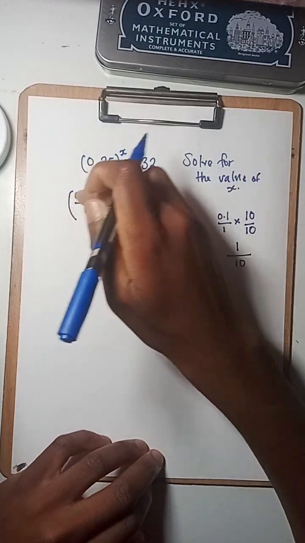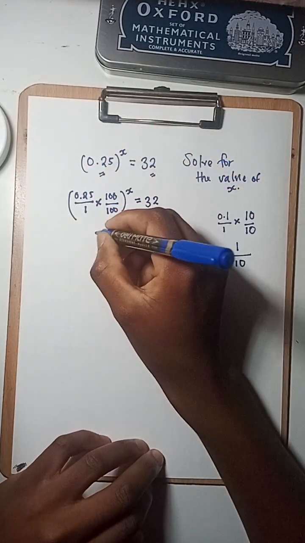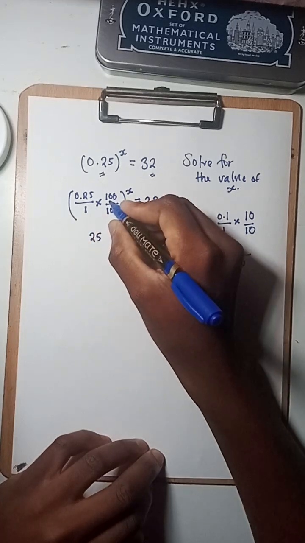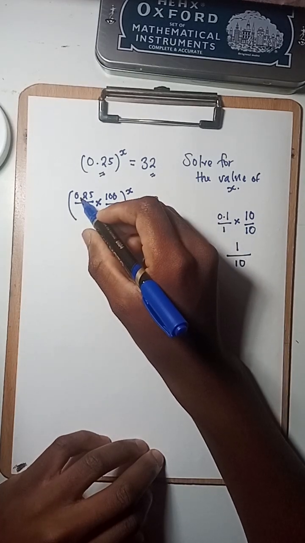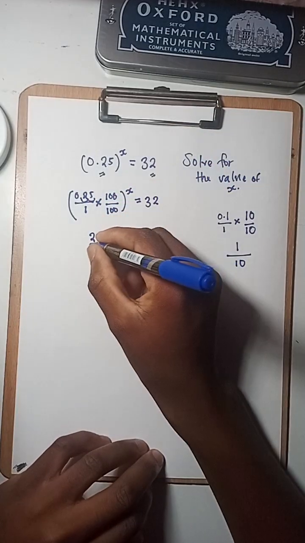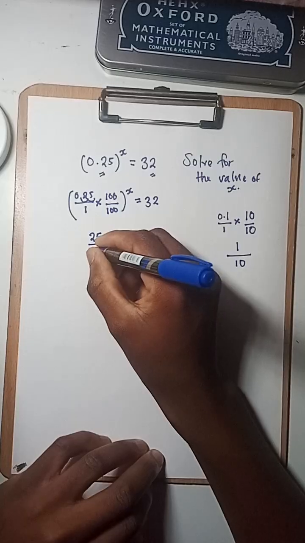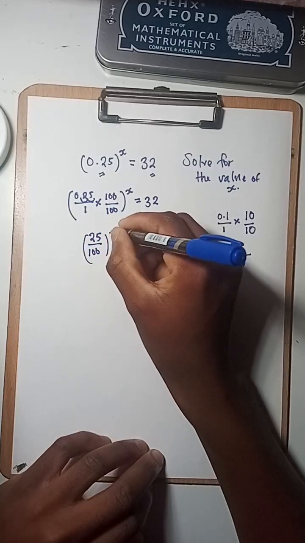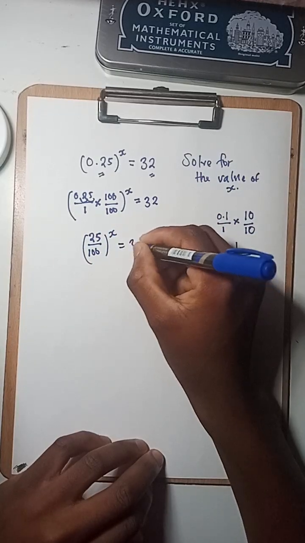Now 0.25 times 100, we're going to have 25. Here we have 2 zeros, so the decimal point will move 2 steps to the right: 1, 2, we have 25. Over 1 times 100, we have 100, to the power x equals 32.